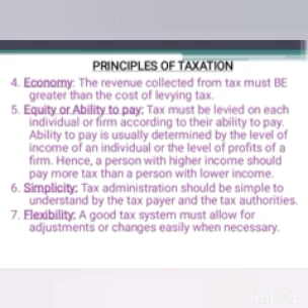Number seven, flexibility. A good tax system must allow for adjustment or changes easily when necessary, of course. So when there's recession, when there's inflation, when the economy is not booming, when there's lockdown like this and coronavirus is affecting the businesses of people, then the tax system should be structured in a way that it will reflect what the economy is passing through. It should not be rigid.